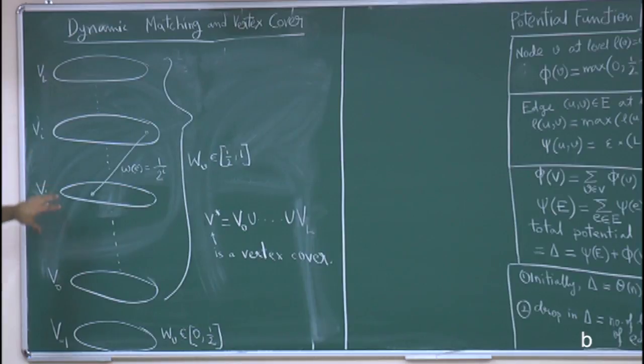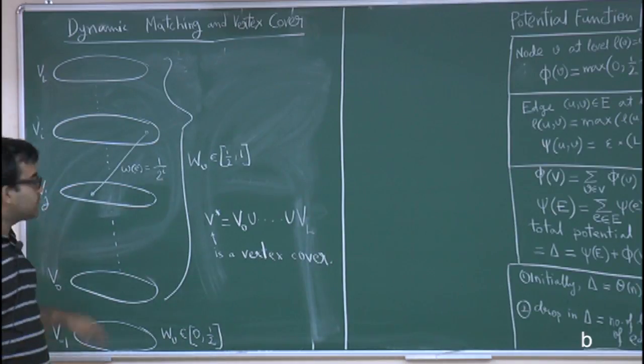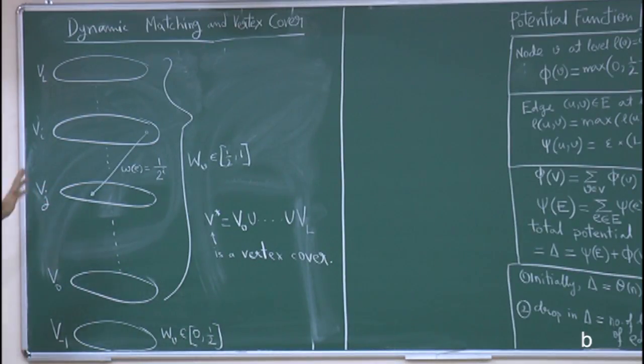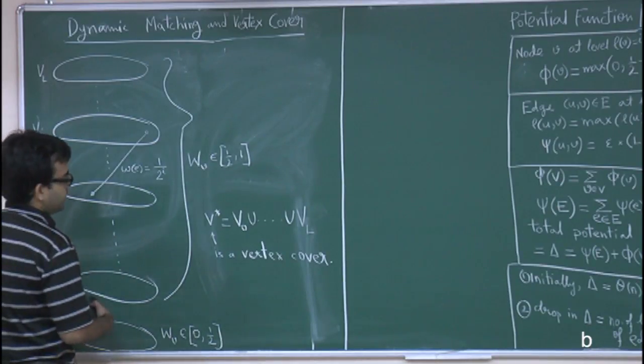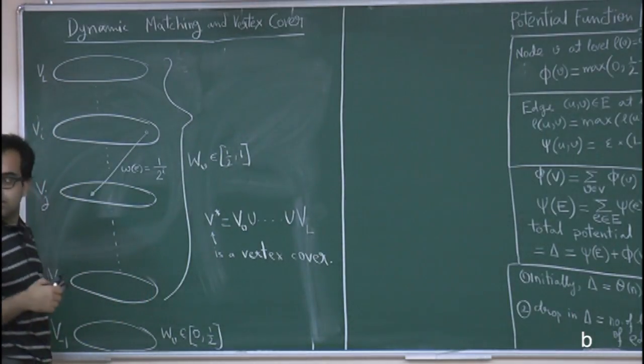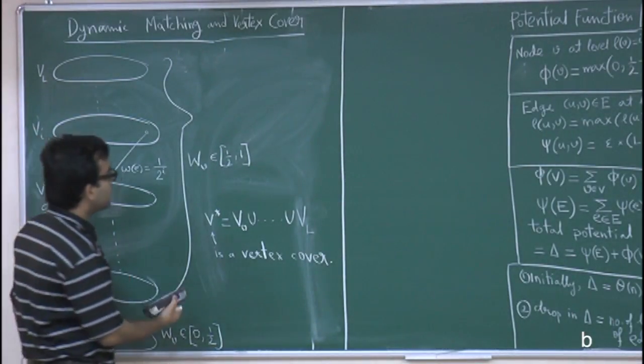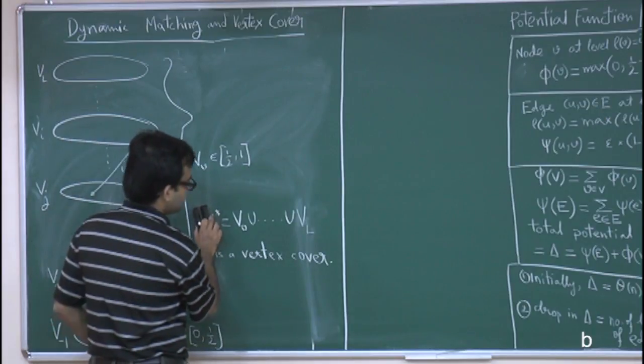Now, how do you maintain this thing in a dynamic setting? This also we saw in the last class. Basically, we will just implement the obvious greedy algorithm. So, what is the obvious greedy algorithm? Let us look at an edge insertion.